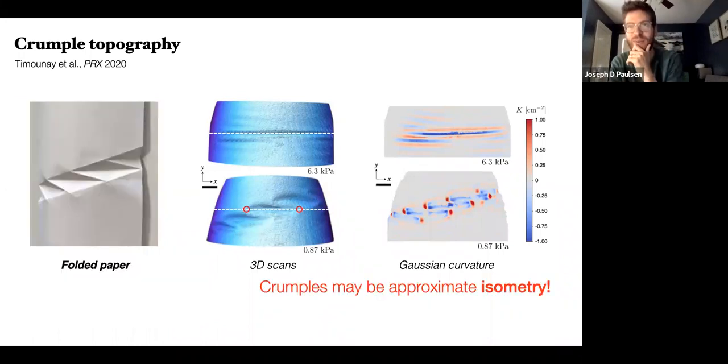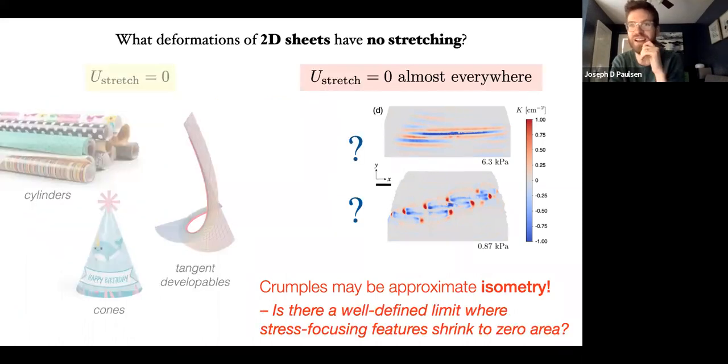And we wonder whether perhaps in the limit of zero thickness, this crumpled state might turn into a kind of origami-type pattern. And so maybe crumples might be an approximate isometry of the sheet in an appropriate limit. And so that's where I'm going to leave you, because I started with isometries, and I think it's fitting to end the talk with isometries, but with a question mark. That is, are these crumples trying to be close to an isometry, or are they something different altogether? More specifically, is there a well-defined limit where the stress focusing features shrink to zero area?